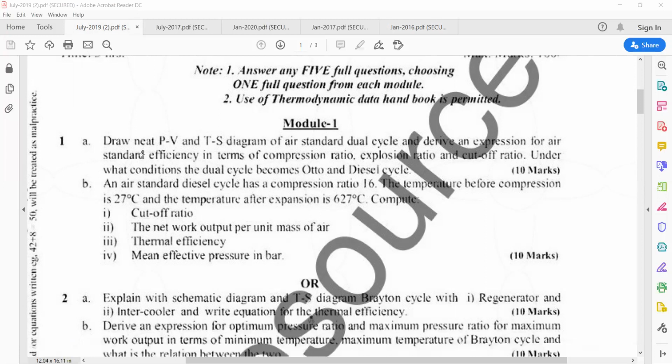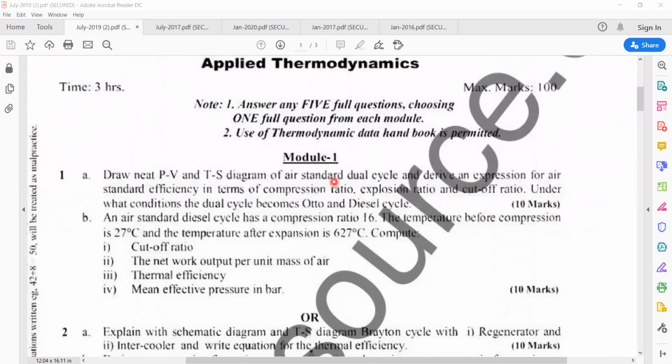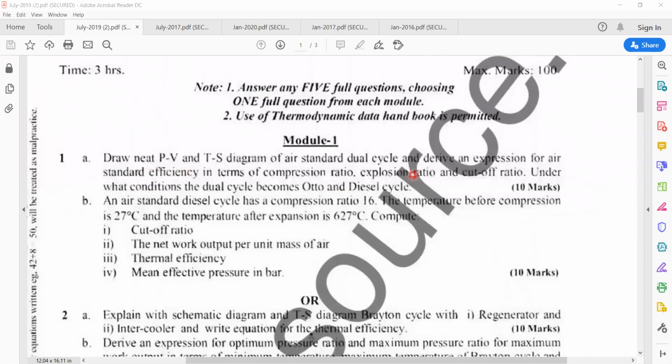The module number 1, the first question was divided into 2 bits. Draw the neat sketch on PV and TS diagram of an air standard dual cycle and derive the expression for air standard efficiency in terms of compression ratio, explosion ratio and cutoff ratio. Under what condition the dual cycle becomes Otto and diesel cycle? This is a very important question which has been asked in the previous year exam, that is July 2019.